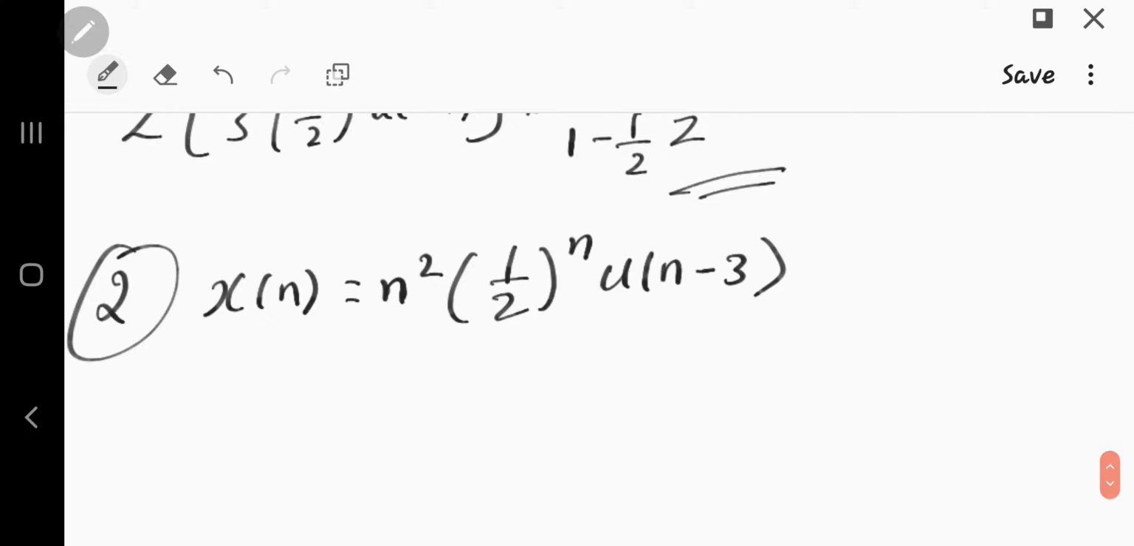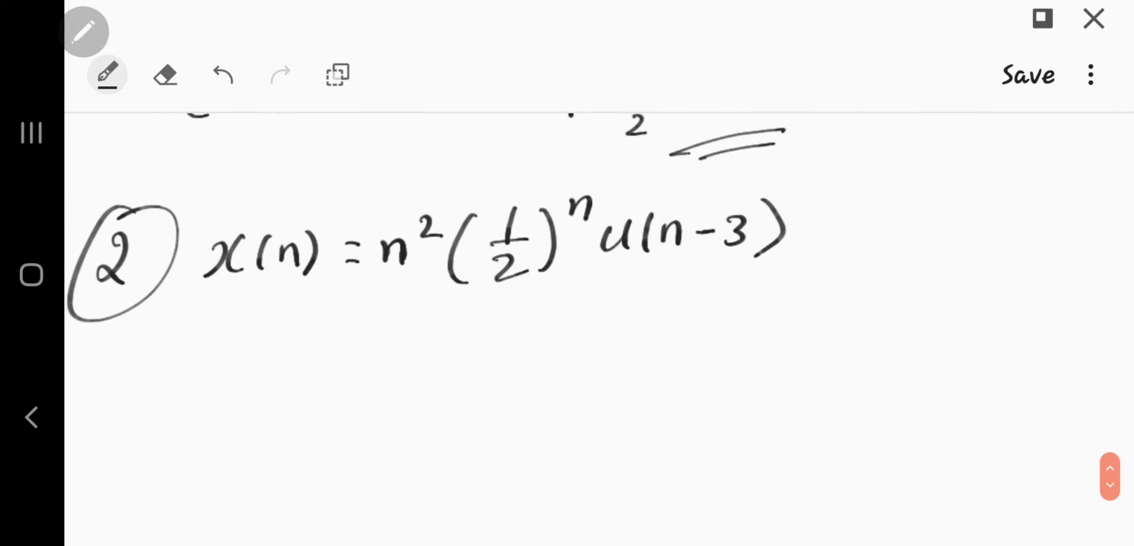Now I will rearrange, or rewrite, this x of n. You observe that we have u of n minus 3 here, but we have only n here. It will be better if I have the same n minus 3 term here, because then I can apply the time shifting property for that.